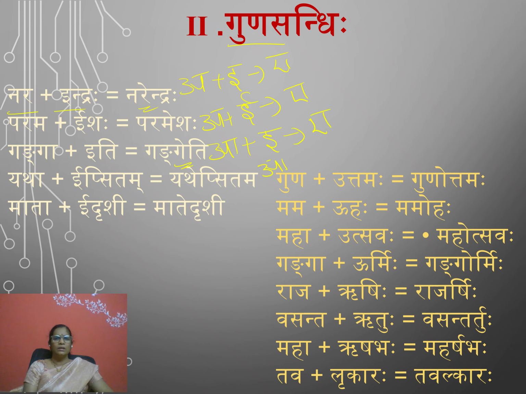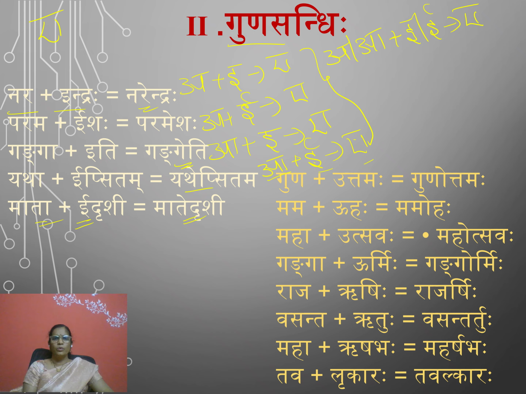Yatha, A plus Ipsitam, E: A plus E. Then also we got E: Yathepsitam. Mata plus Idrushi, A plus E, again the same, A plus E. Then Mate Drushi, E we got. By observing this, what did you get? A or Aa plus E or Ee, we are getting E. Okay, this is the first one, E we got.